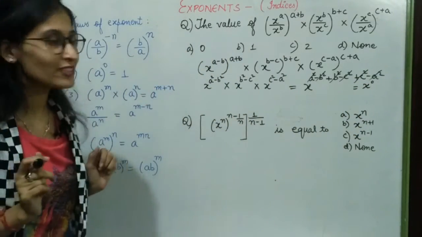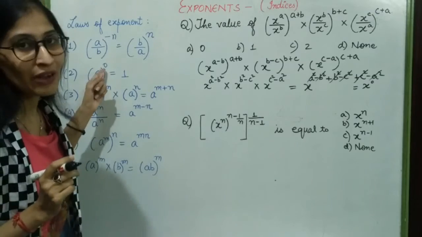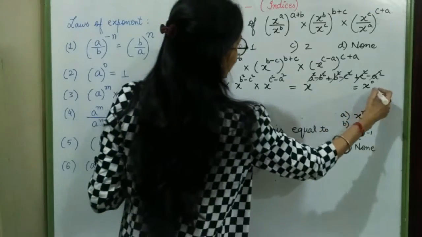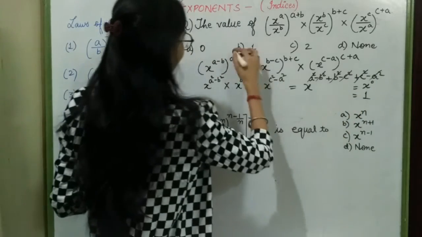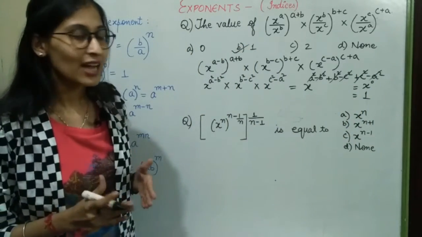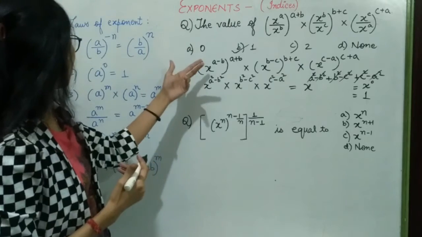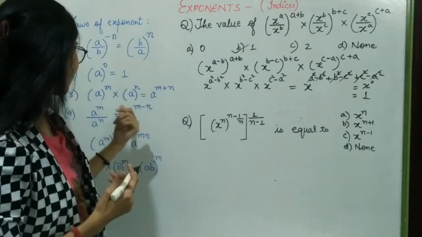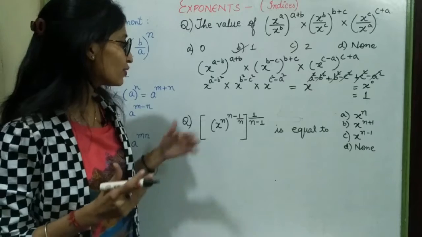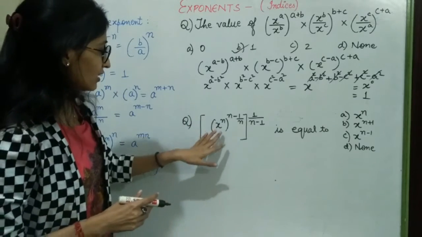Now the magic of 0. Anything raised to power 0 is always 1. So my answer to this question is 1, option B. So this is how I have applied my law 2nd, 3rd, 4th and 5th in the question. Now let's move to our next question.